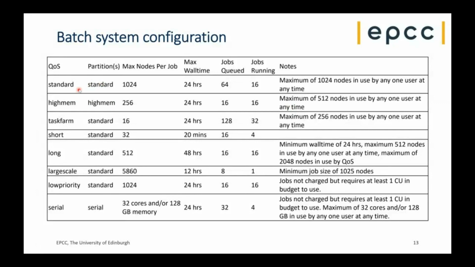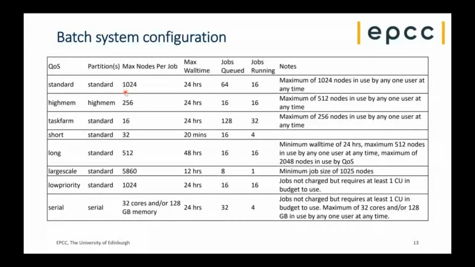And then everywhere else, we use the standard queue partition. And then there's a varying quality of service configurations. So the short one, which I've been showing you, you can have up to 32 nodes for up to 20 minutes. And that gives you pretty quick turnaround of jobs. And you can have about 16 of those jobs queued for running at any one time, depending on how many nodes you're asking for. In the normal system, your maximum runtime is 24 hours.